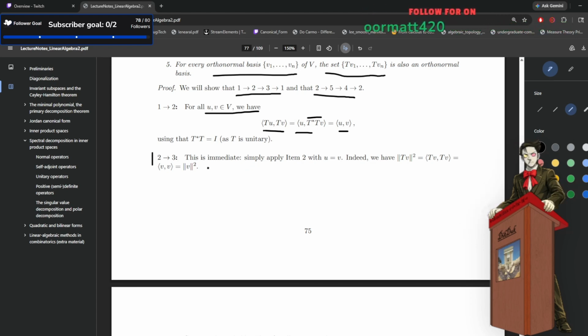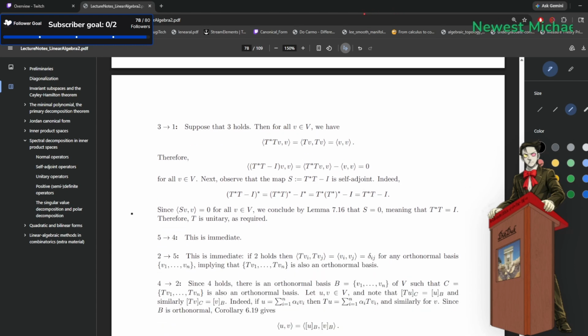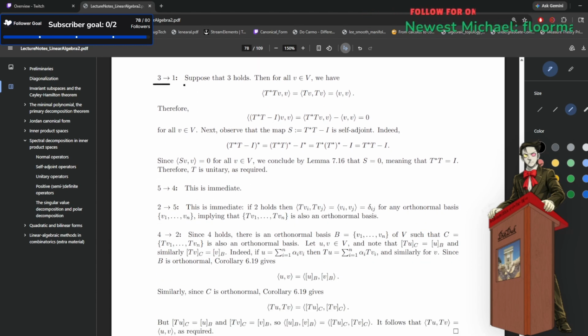2 to 3. This is immediate. Simply apply item 2 with u equals v, and you get the norm of Tv squared equals <v,v>. You just replace u with v and you get <v,v>. Pretty straightforward. I mean, not much to explain here, folks. Now, 3 to 1. Suppose 3 holds. Then we have <T*Tv,v> is <Tv,Tv> which is equal to <v,v>.